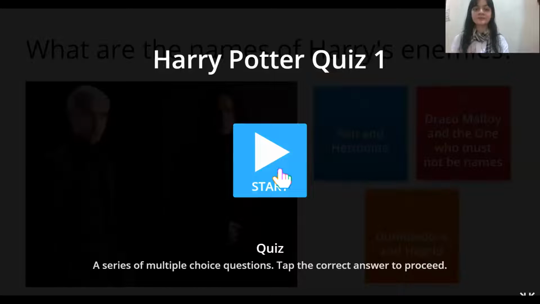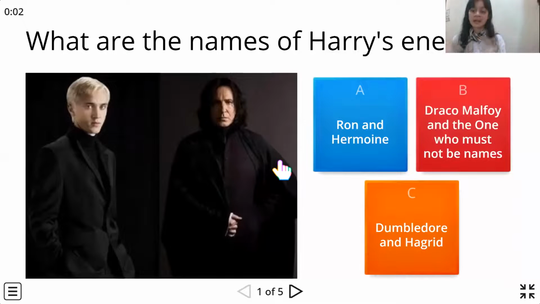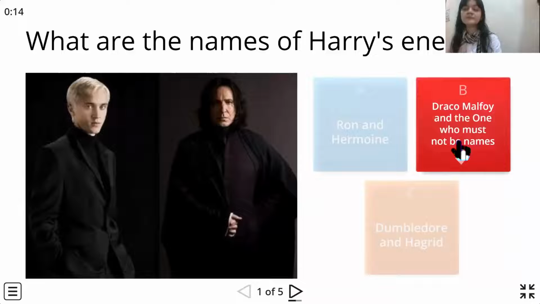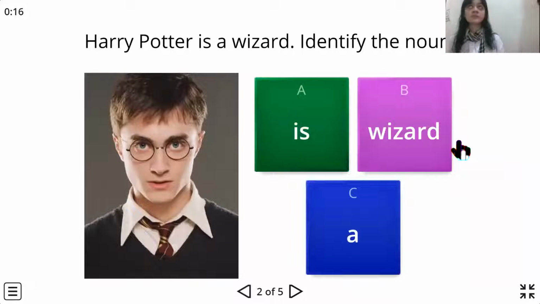Okay, let's go. What are the names of Harry's enemies? Ron and Hermione, Draco Malfoy, and the one who must not be named, or Dumbledore and Hagrid? So the answer would be Draco Malfoy according to the story, because that's what we saw, right? That he had tricked Harry even in the last story that we heard. So even in this story, this time he gets tricked by Harry and Ron, but he is still one of his enemies.